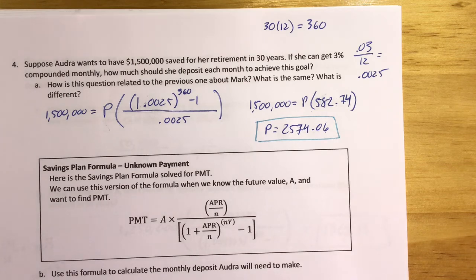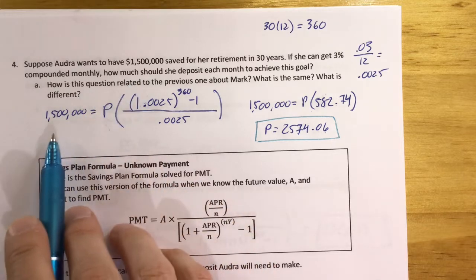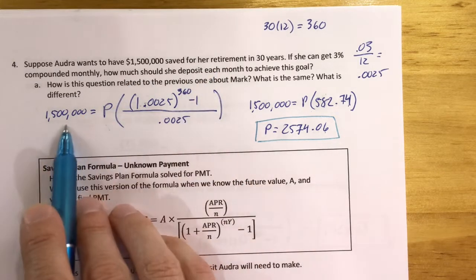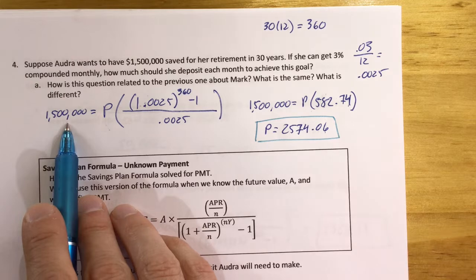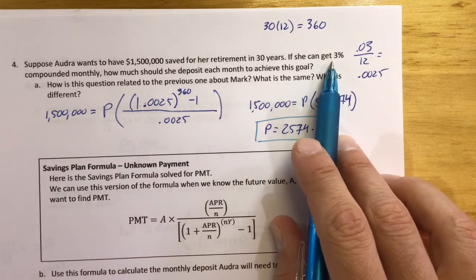So that's a little bit more of a realistic question. Or if you have a goal in mind as far as how much you want for retirement, I think that's what this question actually is here. Yeah, she has a goal in mind for retirement. Well, what should her payments be if she expects to have a certain interest rate of 3%?